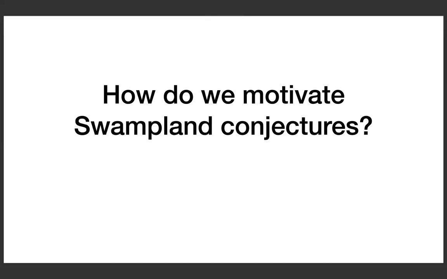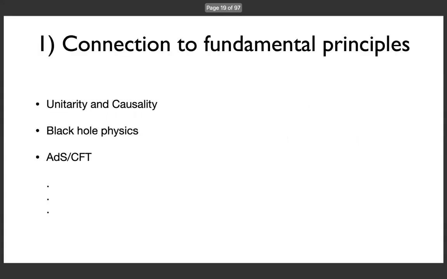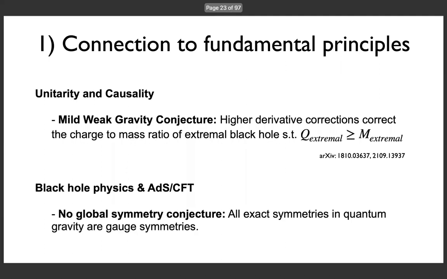So how do we typically motivate Swampland conjectures? What are the different types of motivations that we come up with? One of them is that they're somehow connected to some more fundamental principle, something like unitarity and causality, something like black hole physics, something like AdS/CFT. Here I list two examples of this. The first one is how you can relate the mild version of the weak gravity conjecture to unitarity of quantum field theory. Just asking that your scattering amplitudes are unitary puts some constraints on the partial wave decomposition coefficients, and those in turn put some constraints on the coefficients of higher order derivatives. They turn out to modify the extremality condition for black holes exactly in agreement with the mild weak gravity conjecture.